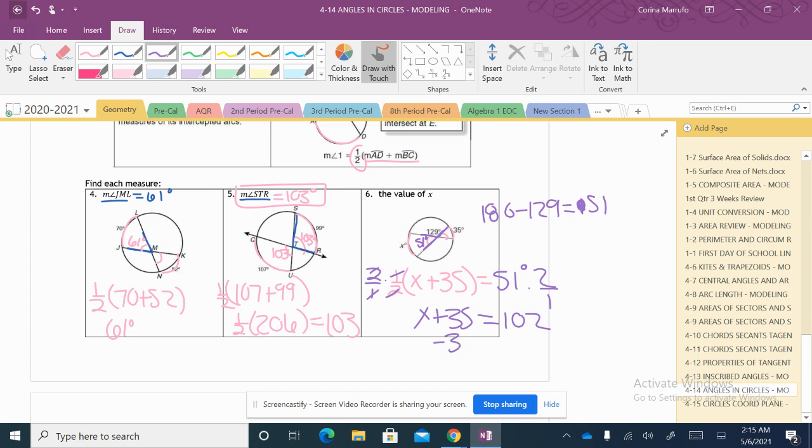Then we subtract the 35. 102 minus 35, and that gives me 67. So the value of x is 67 degrees.